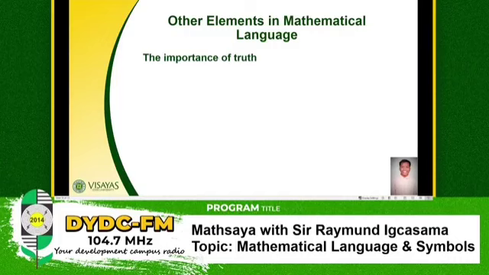Let's say, for example, you have an equation consisting of a variable, then you have a process in determining the value of this variable for you to be able to answer whether the statement or the sentence is true or false. So that is the importance of truth in mathematical language. Number two element is the convention.